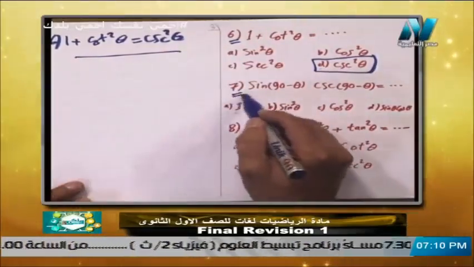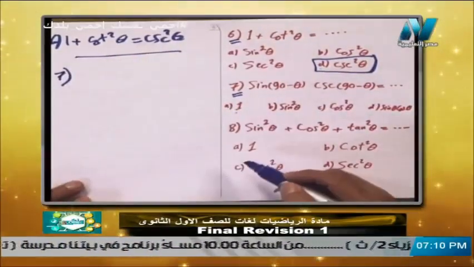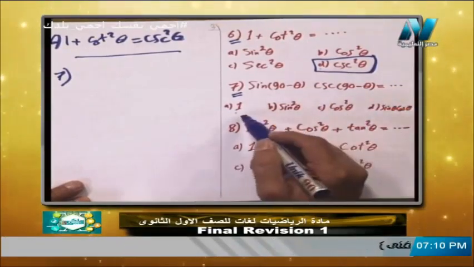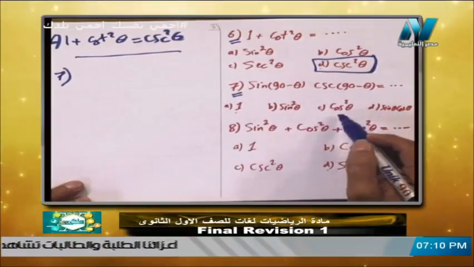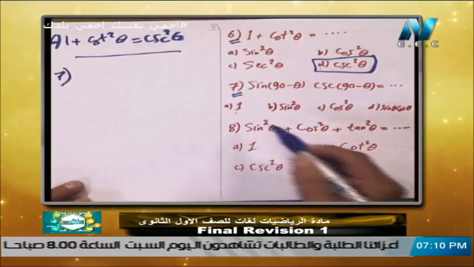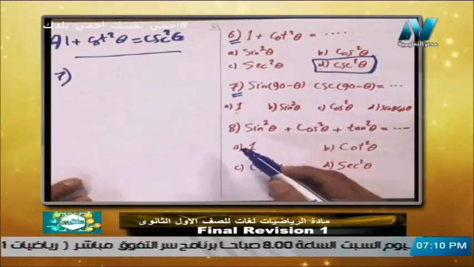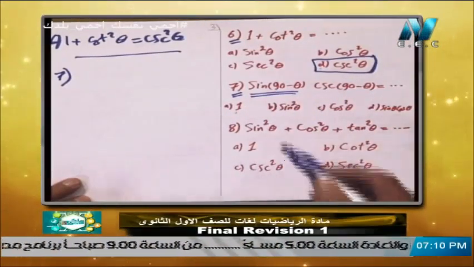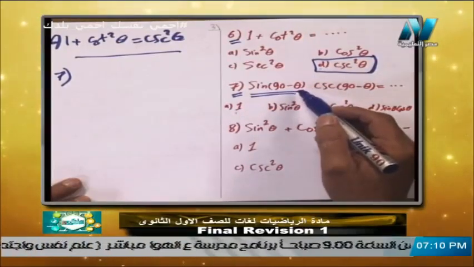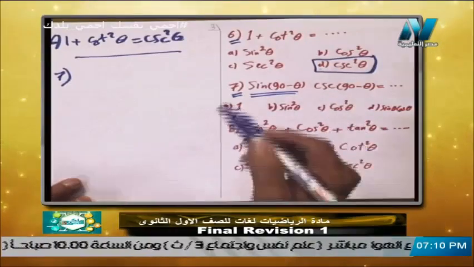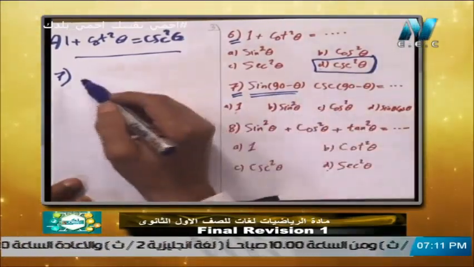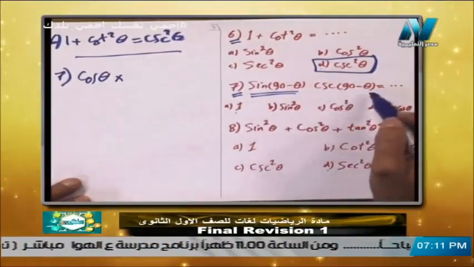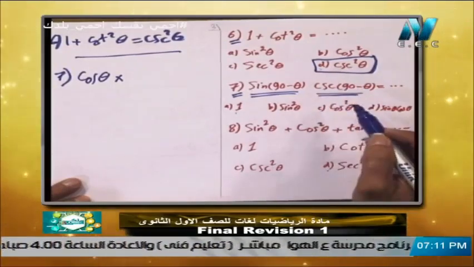Let's move to question number 7. Sine 90 minus theta cosec 90 minus theta equals what? Is it 1, sine power 2 theta, cosine power 2 theta, or sine theta cosine theta? Which of these answers is the right answer? We know that sine 90 minus theta, as we studied in the first term, sine 90 minus any acute angle such as theta, of course, equals cosine theta. So we can write sine 90 minus theta equals cosine theta, multiplied by cosec 90 minus theta, which will be sec theta.